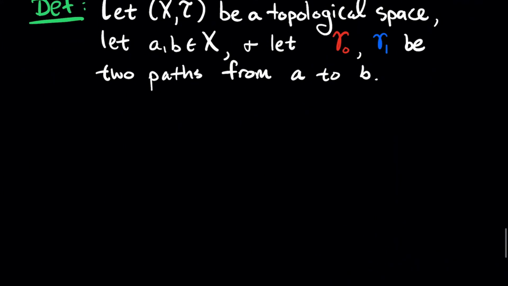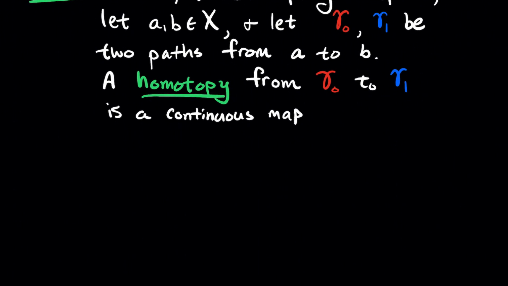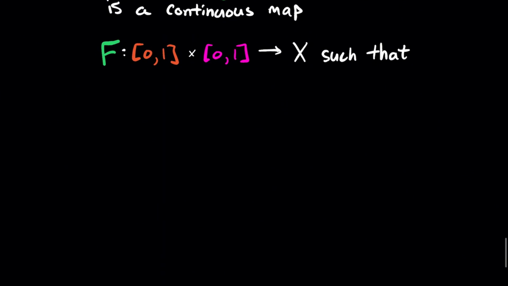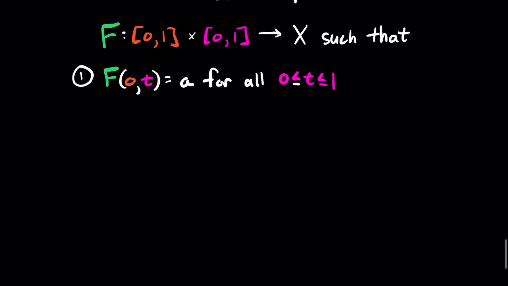So same setup, and I've got two paths, gamma naught and gamma 1, and they both go from A to B. A homotopy from gamma naught to gamma 1 is a continuous map, F, that takes two inputs, two real numbers between 0 and 1. The first input we'll call s and the second input we'll call t. And it spits out a point in your topological space. And it's going to satisfy four conditions.